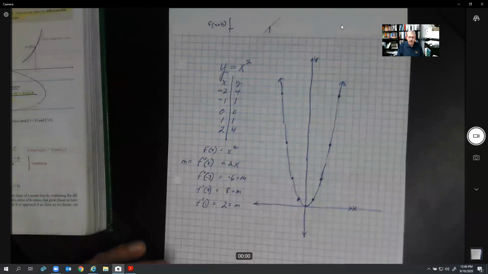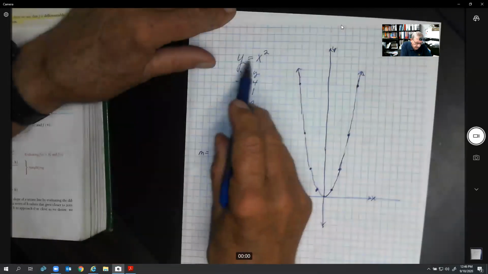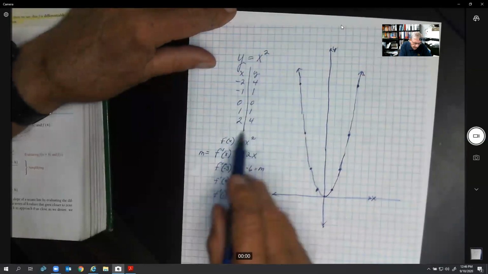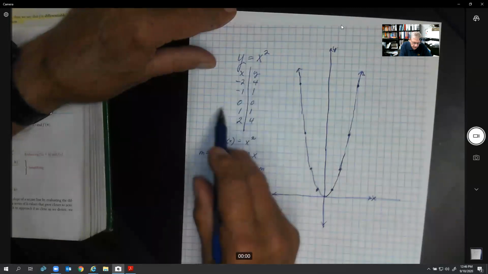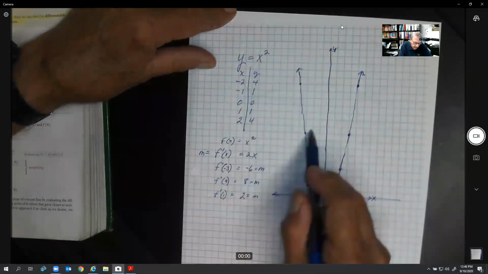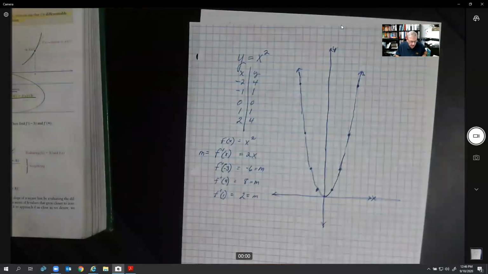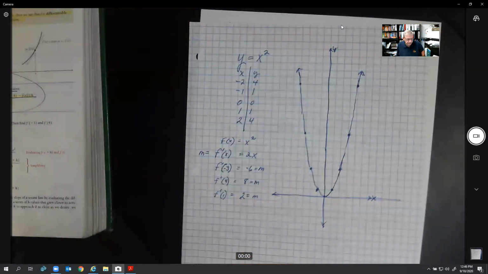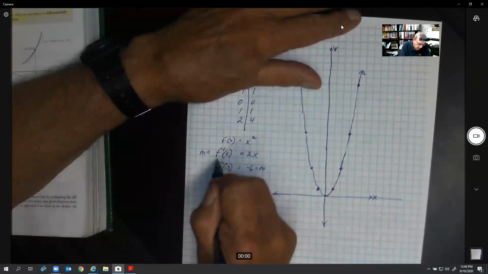What I did is I took the liberty to graph this. This is y equals x squared. I make a table of values, and I graph those tables of values. -2 was 4, and -1, and then I expanded them a little bit. You can see every time I put a number in here, like 3, I just square it. Okay, so here was our original problem, and here's our derivative, right?